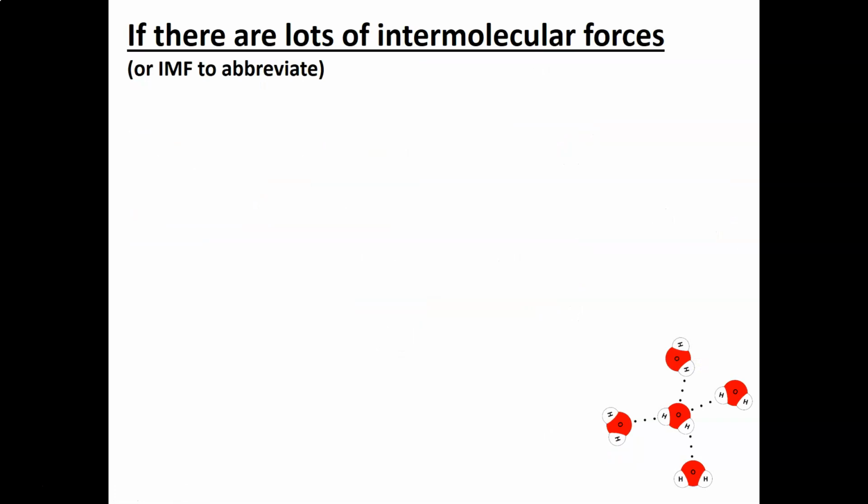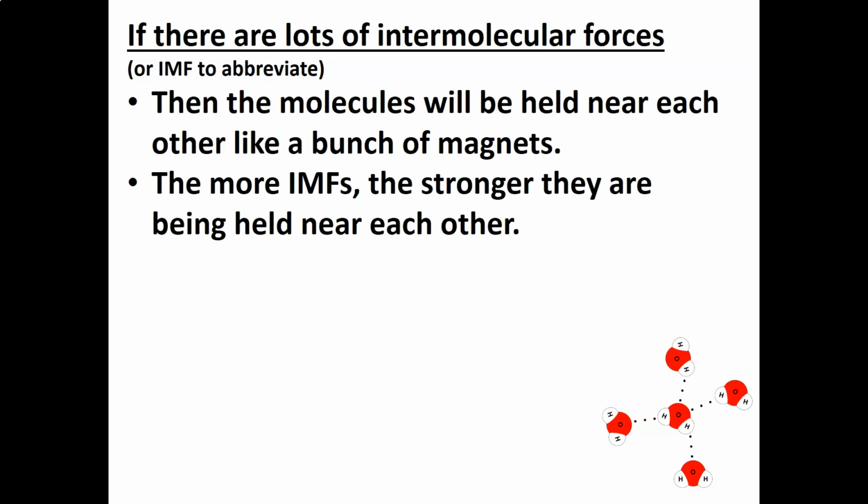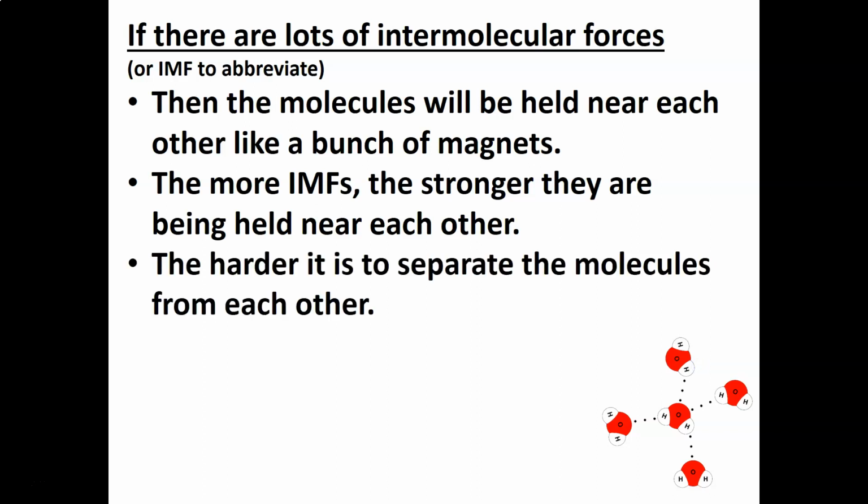If there are a lot of intermolecular forces happening, then what ends up occurring is the molecules are going to end up held near each other, kind of like if you put a bunch of magnets together. You're going to end up with the positive end of one lining up with the negative end of another molecule from that polarity that we learn about. The more IMFs you have, the stronger they're being held near each other. It's cumulative, right? It's additive. The more forces you have, the stronger altogether it is. And the harder it is to separate the molecules away from each other.